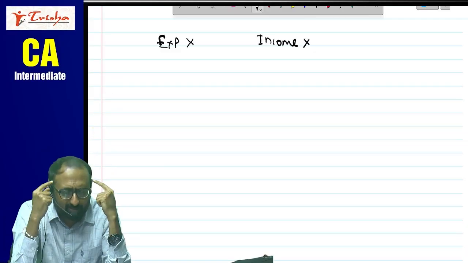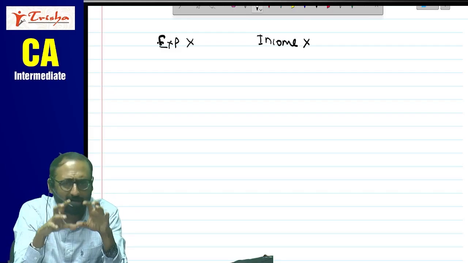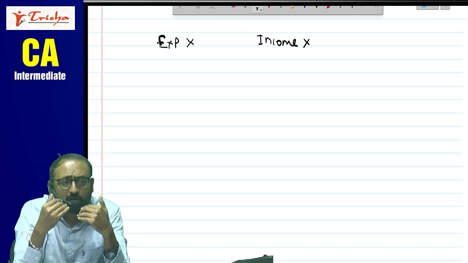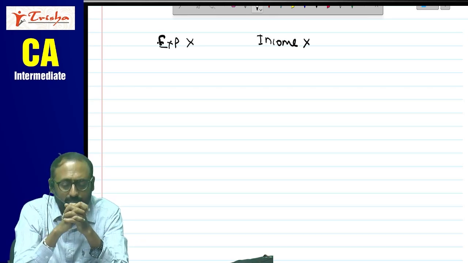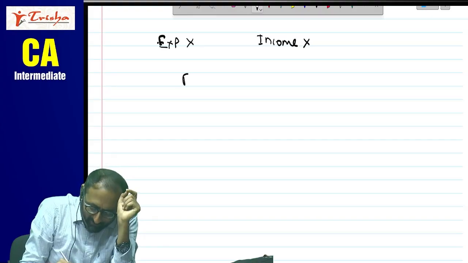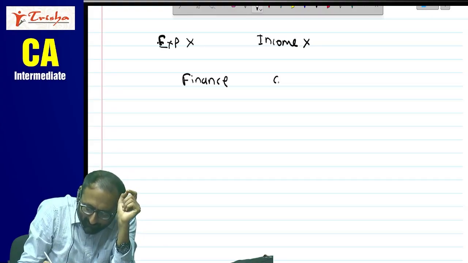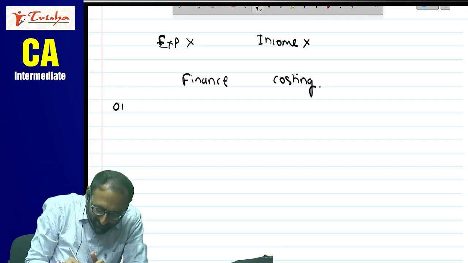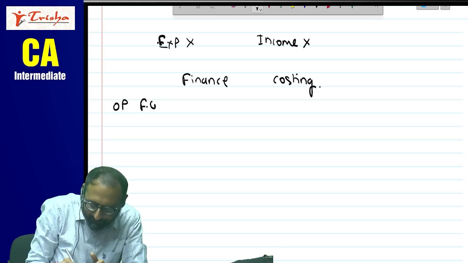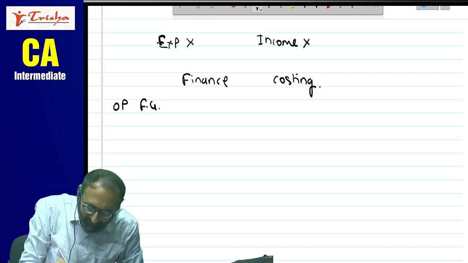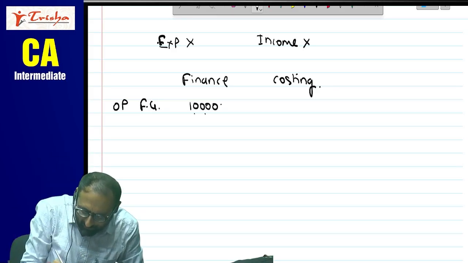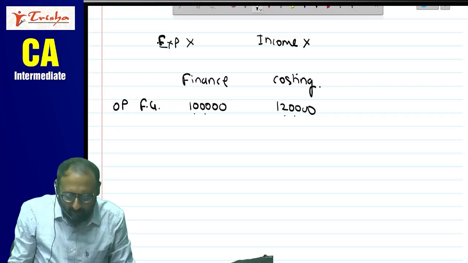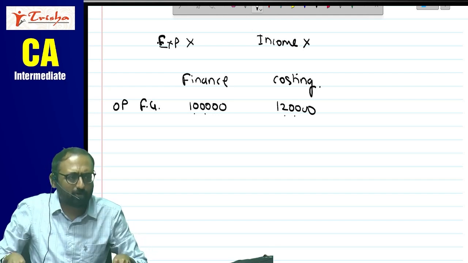Next, a very important point, fit it in your mind: opening stock and profit have an inverse relationship. Means what? You tell me, Sarji. Suppose finance and costing. Opening stock of, suppose, finished goods. The value of opening stock of finished goods in finance is, suppose, 1 lakh rupees. But in costing, the opening stock of finished goods value is 1,20,000 rupees. Quickly tell me whose profit will be more and whose profit will be less.